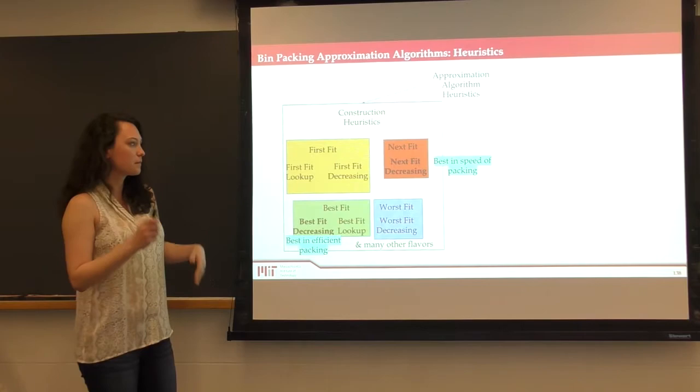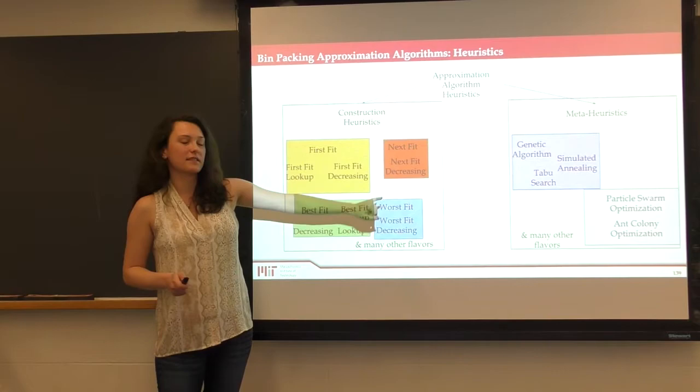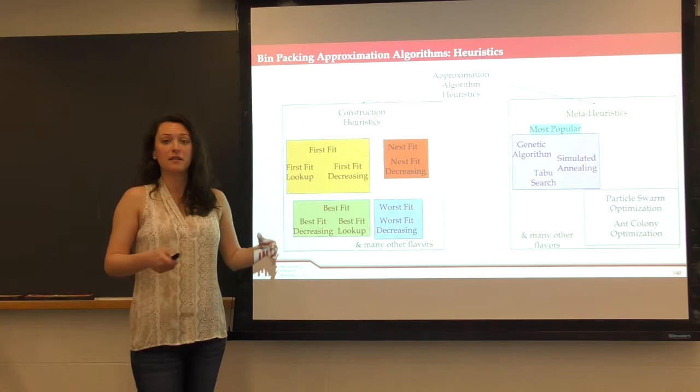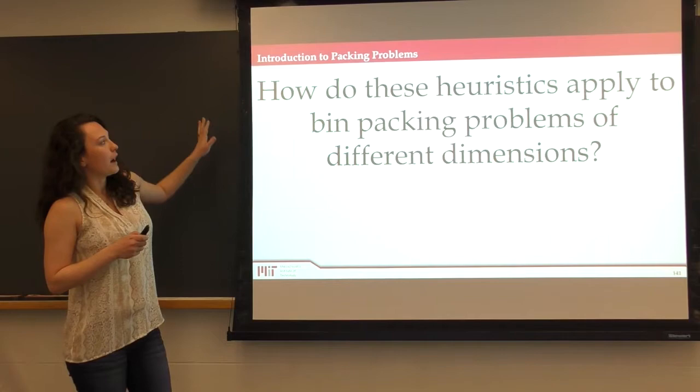And then in the category of meta-heuristics, this is where we get into the more intelligent side. Typically, the genetic algorithm, simulated annealing, and tabu search flavors are the most commonly applied meta-heuristics to solving the bin packing problem. And so how do these heuristics actually apply to the bin packing problems of different dimensions?